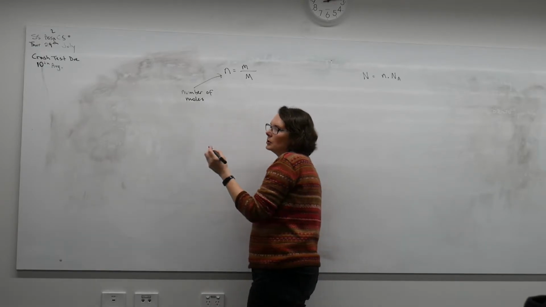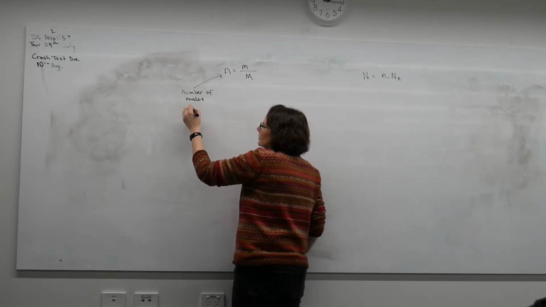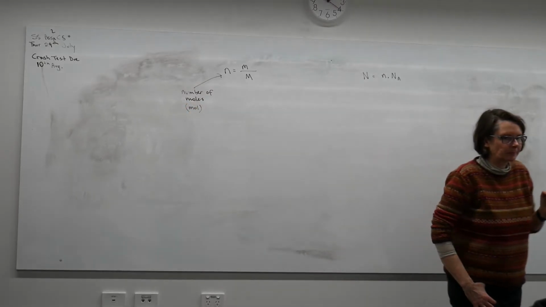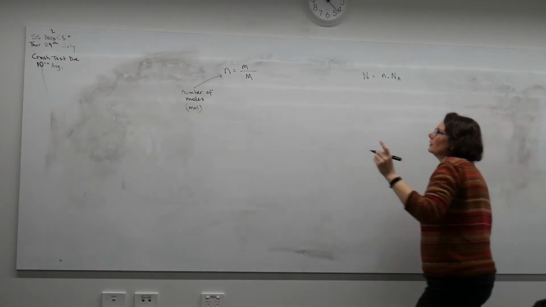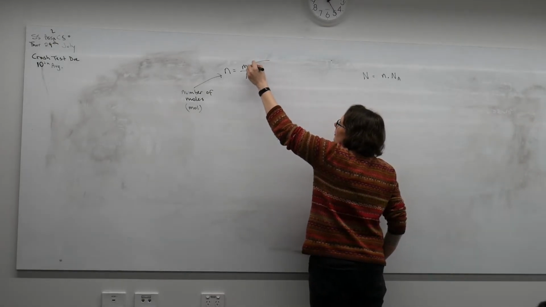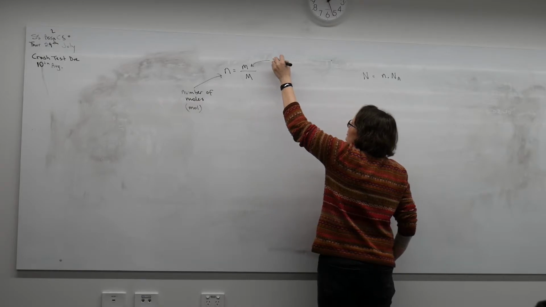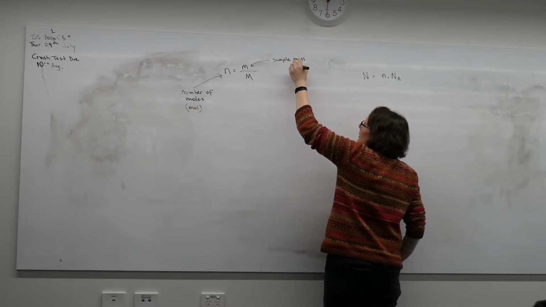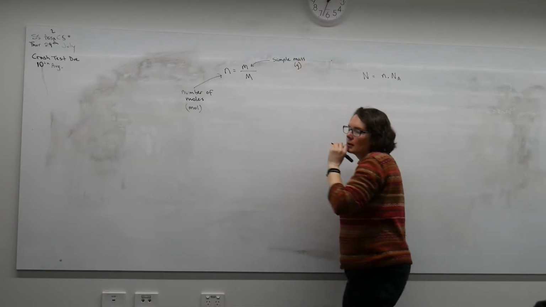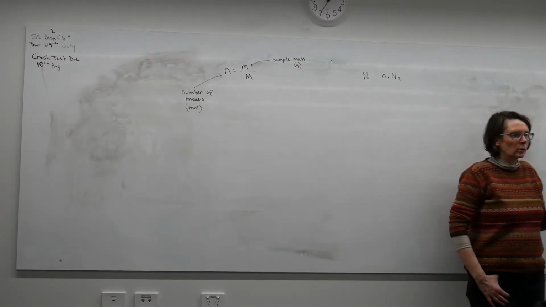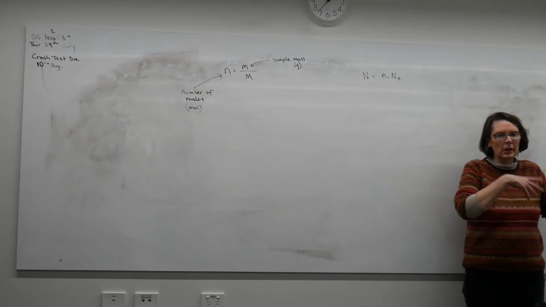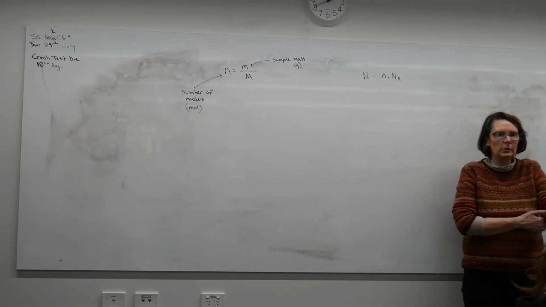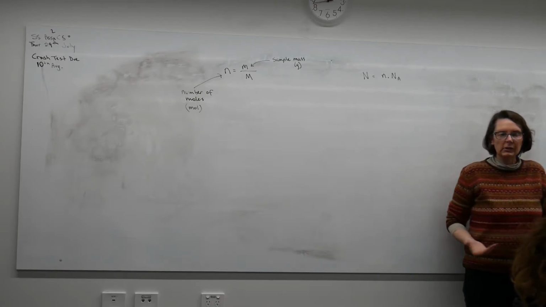Remember that the unit for moles is mol, M-O-L. The little m on top, we can think of as the sample mass, and it is in grams. So lots of questions might say you've got 10 grams, or 5 grams, or however many grams you've got in the question. That's the sample mass.